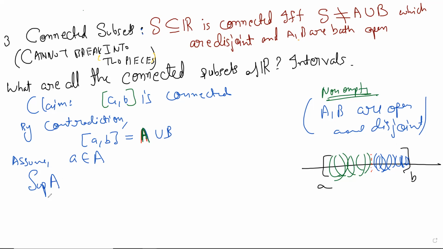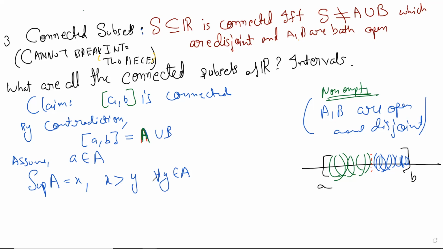Supremum of A is basically the least number that is bigger than all elements in A, right? So if the supremum of A is X, then X is bigger than Y for all Y in A. So it's an upper bound, and X is the least such upper bound. We know that such things always exist. You can assume it exists, you don't have to prove that it exists, obviously, but just assume that it exists.